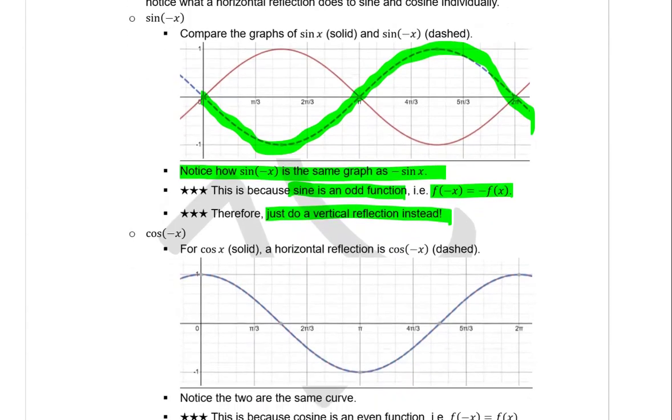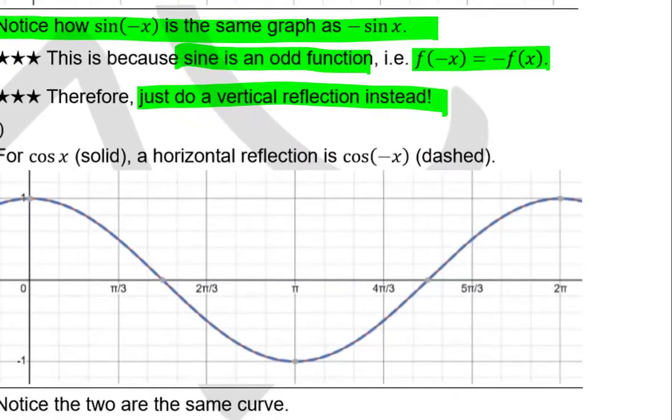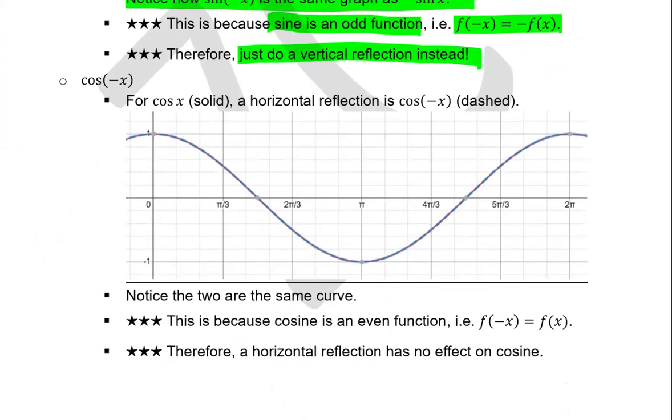All right, cosine of x is the solid one. Cosine of negative x, the reflected version, is the dashed one. Can you kind of see the dashes? Let me zoom in a little bit. It's kind of hard to see, but it's there, right? So what does that mean? They're the same curve. This is because cosine is an even function.